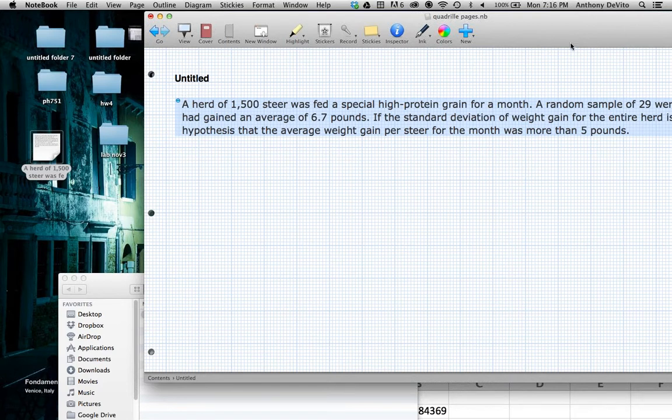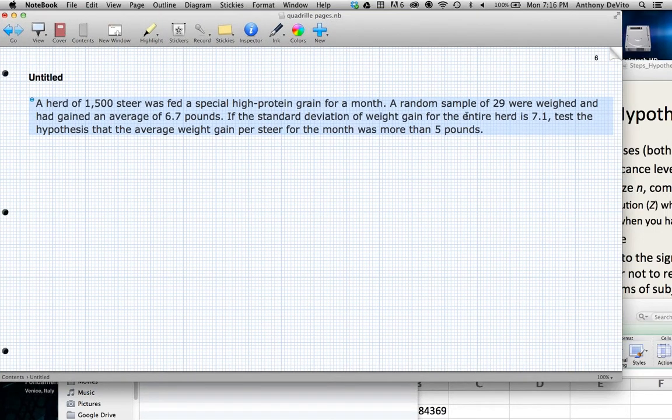This time I'm going to say that the standard deviation for our sample is 7.1 instead of our population, right? When I take a sample, I expect the mean of that sample to approximate the mean of what? The population. When I analyze that sample, I expect the standard deviation of that sample to approximate the standard deviation of the population.